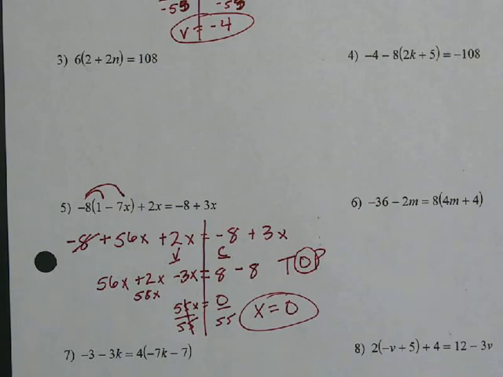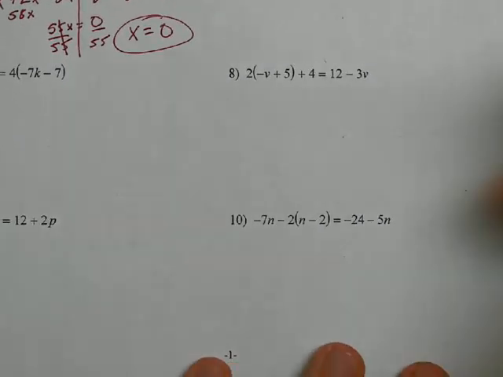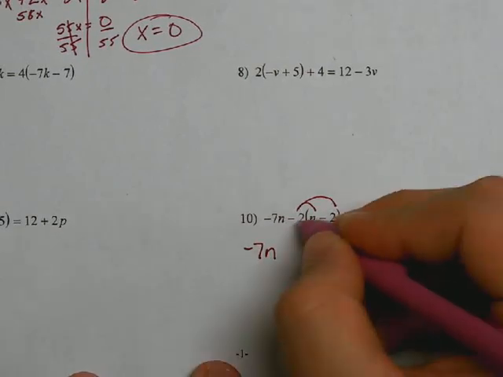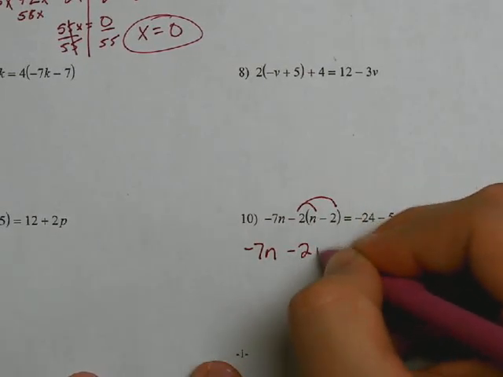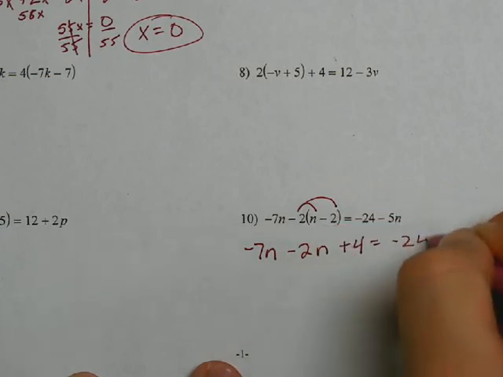Let's look at one more. Let's look at number 10, one more on the front side. So I'm going to distribute, and I'd have negative 7n. Negative 2 times n is negative 2n. Negative 2 times negative 2 is positive 4, equals negative 24 minus 5n.